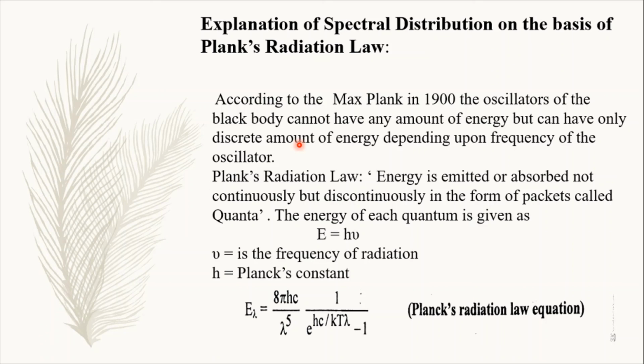Planck then proposed a radiation law. What does this radiation law state? Energy is emitted or absorbed not continuously but discontinuously in the form of packets called quanta, as we have seen previously. The energy of that quantum is given as E is equal to h nu, where h is Planck's constant and nu is the frequency of radiation. So energy depends on the frequency of radiation. According to Planck's law, E of lambda, for wavelength of radiation, is equal to 8 pi hc upon lambda raised to 5 into 1 upon e raised to hc upon k T lambda minus 1. This was the correction done by Planck to Wien's and Rayleigh-Jeans law. Is this clear?